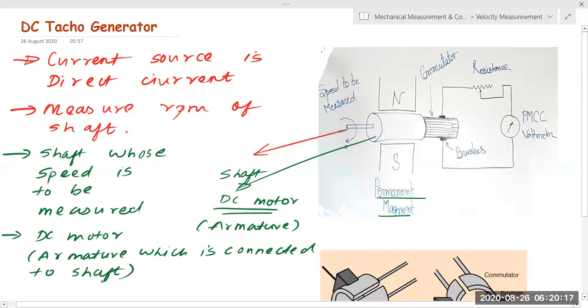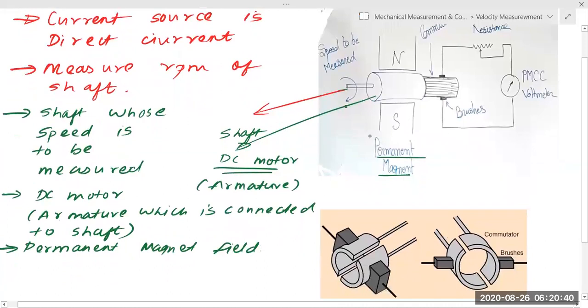Now you can see this DC motor or armature is in presence of some magnet. Okay, so there is a permanent magnet field. One very important thing. Now permanent magnet field is there, but what is important is this permanent magnet, whatever you are seeing here, is supplied with some kind of alternating current.